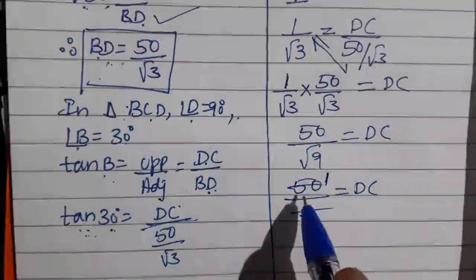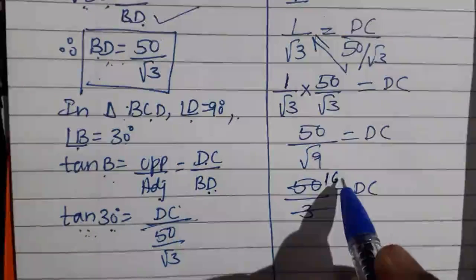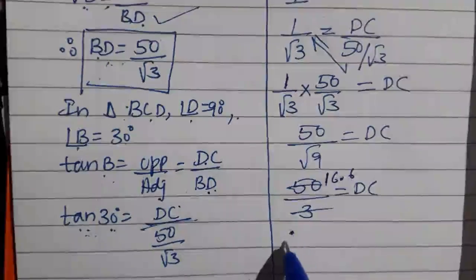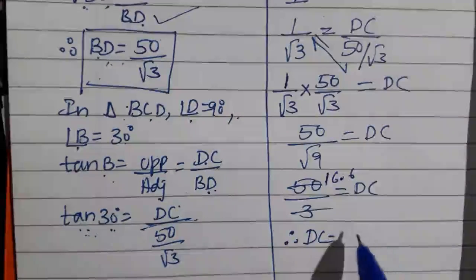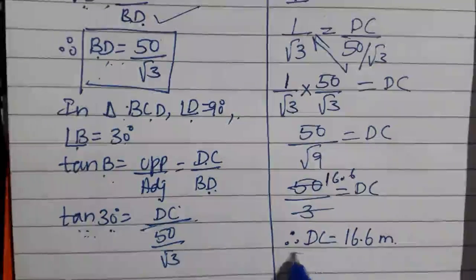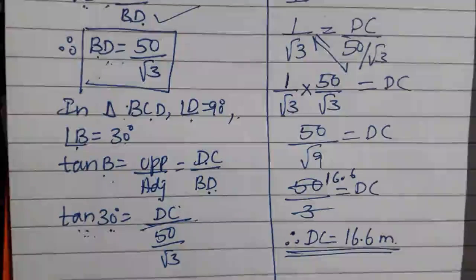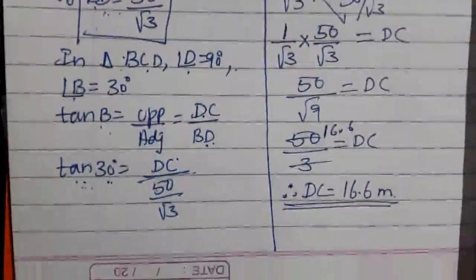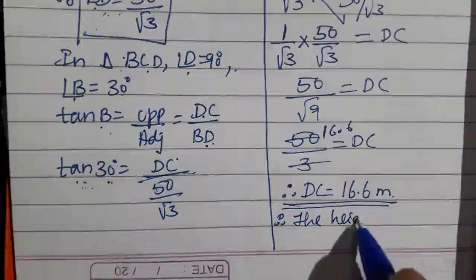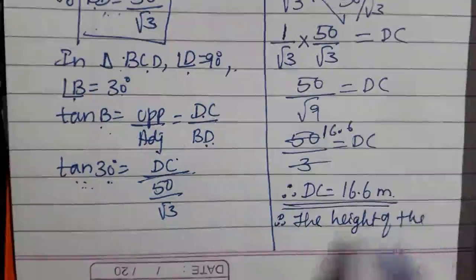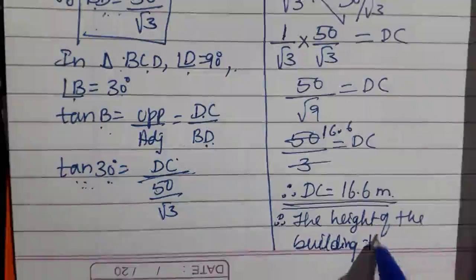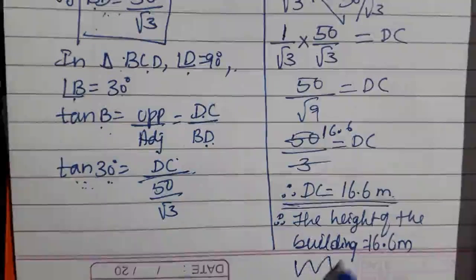3 5s are 15, 20. 3 6s are 18, again 2, 16.6. So, therefore, DC is equal to 16.6 meter. So, what is this DC? DC is nothing but the height of the building. So, therefore, what I should write? The height of the building is equal to 16.6 meter.